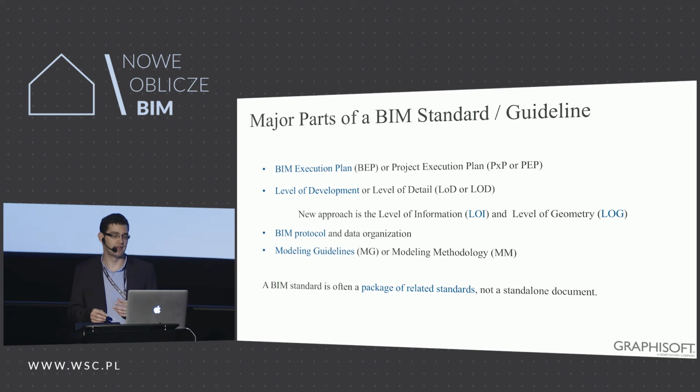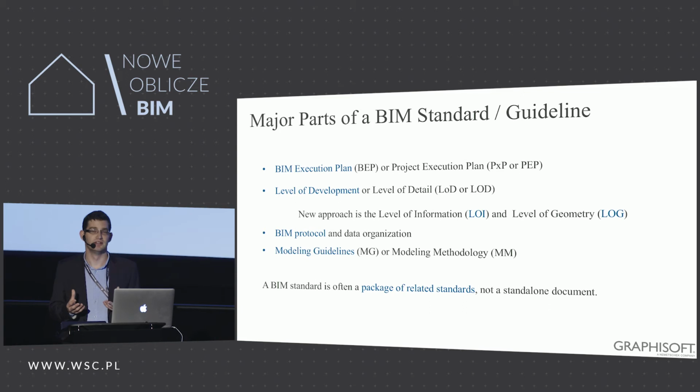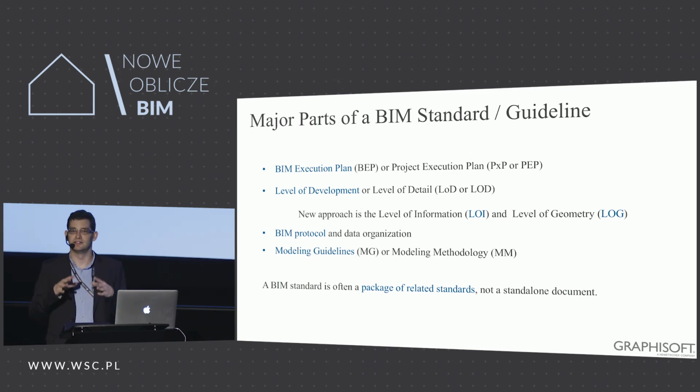Most of these standards mention some kind of level of development or detail or information, whatever we call it. That's basically the level of geometry, or how detailed our model is and how much information we incorporate in that model. They can also mention BIM protocols and data organization, like this common data environment principle, where the stakeholders are sharing the information in one environment, and everyone can access that information and be up to date. And sometimes there are modeling guidelines so that the models are, I wouldn't say similar to each other, but built in a similar mindset, so later on they can be used for quantity takeoff purposes, for example. And these national BIM standards are usually not just one document. You saw that they are a set of related standards.